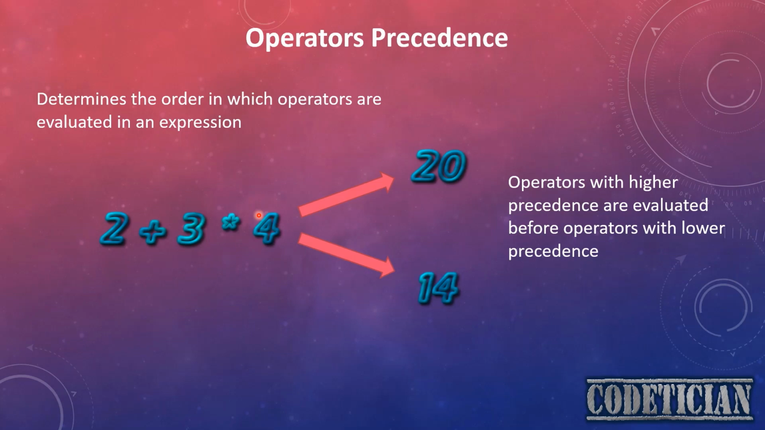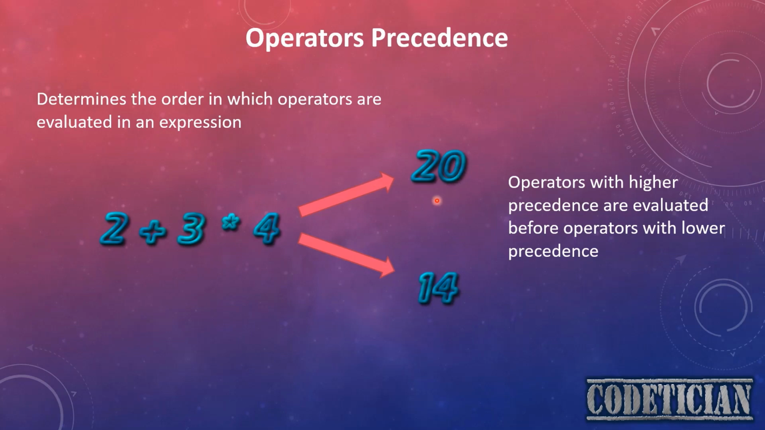The operators with higher precedence will be evaluated before the operators with lower precedence. In this example, the multiplicative operator has a higher precedence than the additive operator. So 4 * 3 will be evaluated first, and then the result, 12, will be added to 2. So the result will be 14 and not 20.